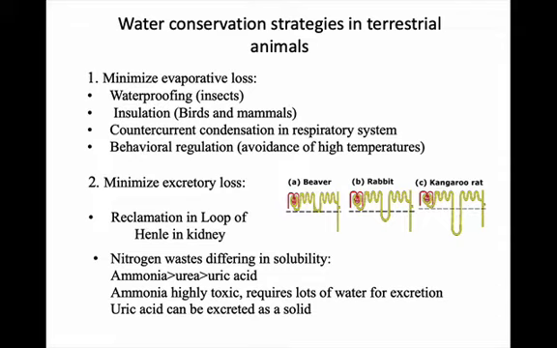In countercurrent condensation, animals breathe in dry, cool air. And as it passes over the mucous membranes of the respiratory system, it absorbs heat from the body, and because it's warming, it can absorb water. It also absorbs moisture from the mucous membranes.